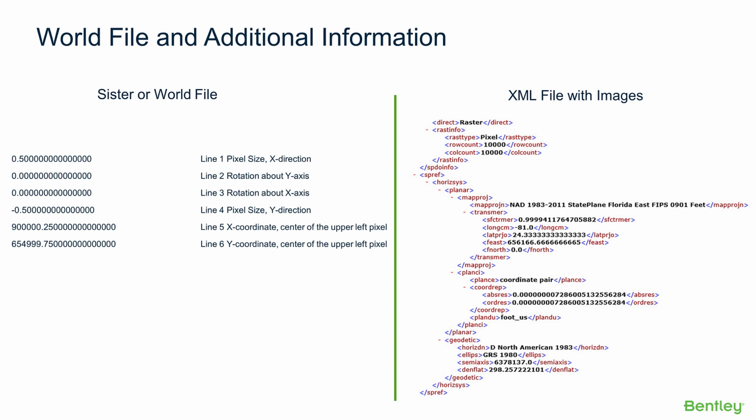Those 6 lines simply tell it information about what size the pixel is. It tells it what the rotation is in the X and Y. It tells it information about the pixel size in the X and the Y direction. It also tells it, more importantly, the bottom two, which is the X and Y of the center of the upper left pixel of that image. So this is what puts it in the right location.